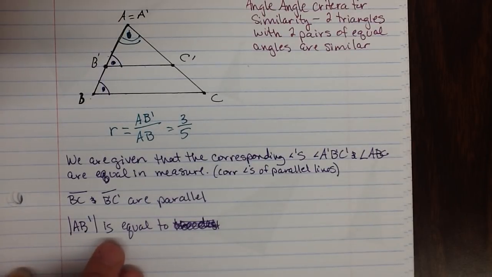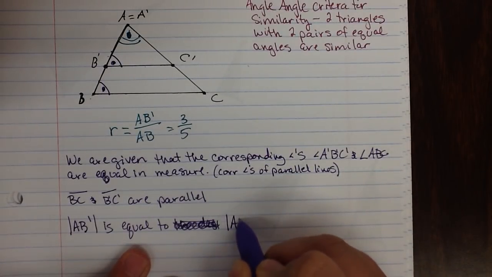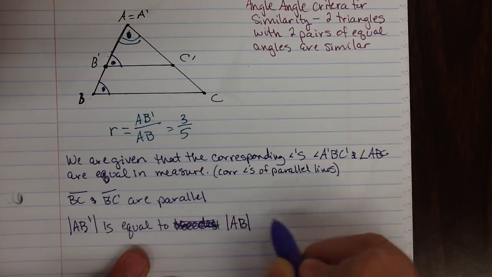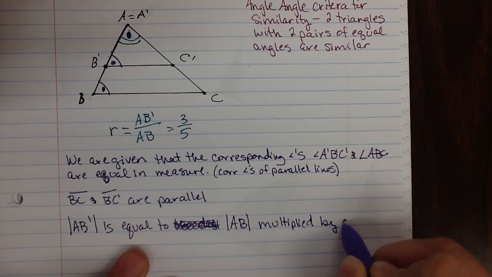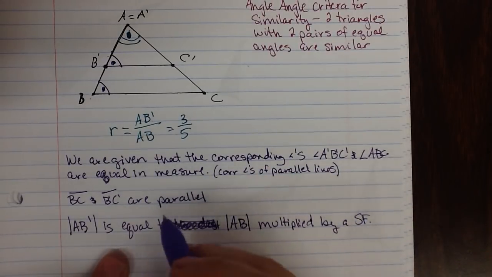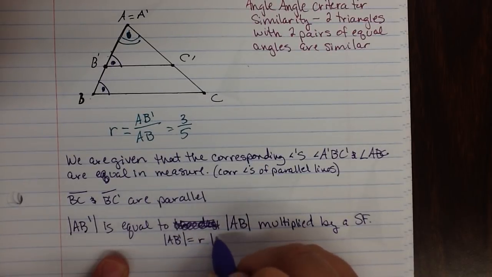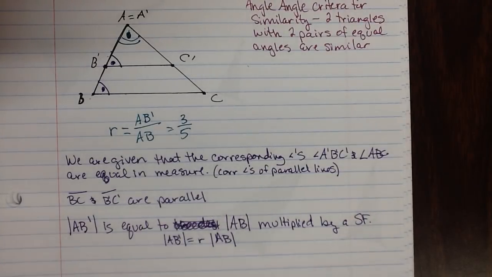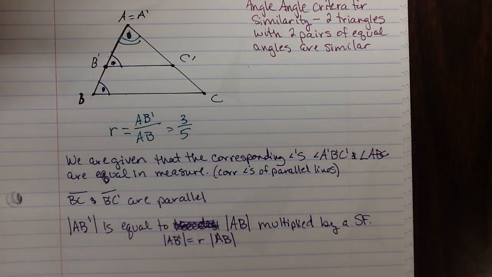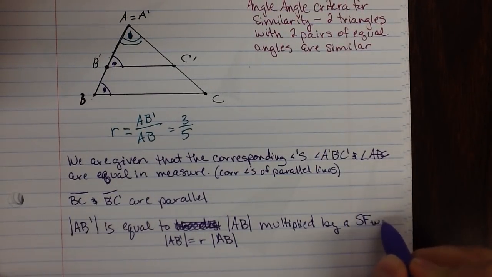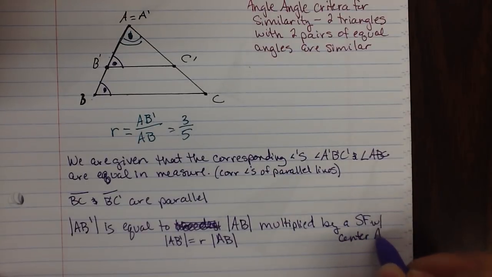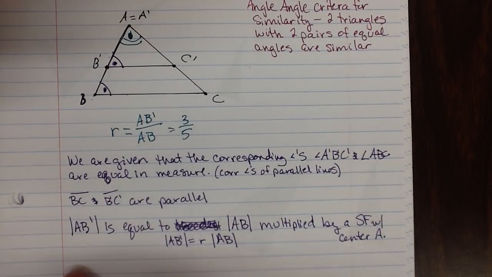So, the distance from A to B prime is equal to the distance from A to B multiplied by a scale factor. So just the definition of a dilation, the distance from A to B prime equals a scale factor times the distance from A to B. Okay. With a center of A. We always have to identify the center. Sorry for not identifying that.